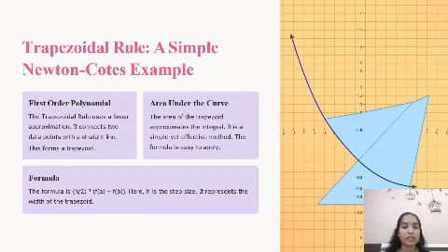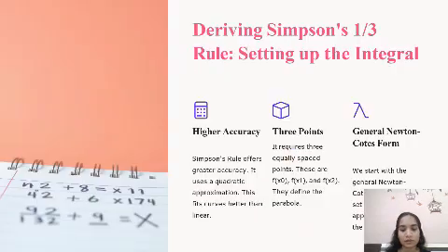Due to the symmetry of the Lagrange polynomials for three equally spaced points, the integrals for L0 and L2 yield the same coefficient, while L1 is weighted 4 times as much. This is precisely the essence of Simpson's rule. Now we'll see the Simpson's rule summary.